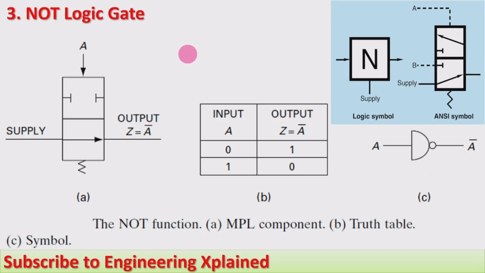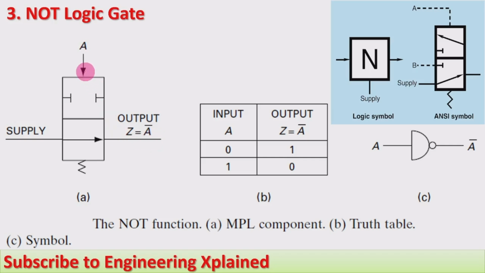Next, moving to the third one, the NOT logic gate. NOT means that if the input is lower, the output will be higher. If the input is higher, the output will be lower. It is the inverse of the input. If the input is lower, we get a higher output here.